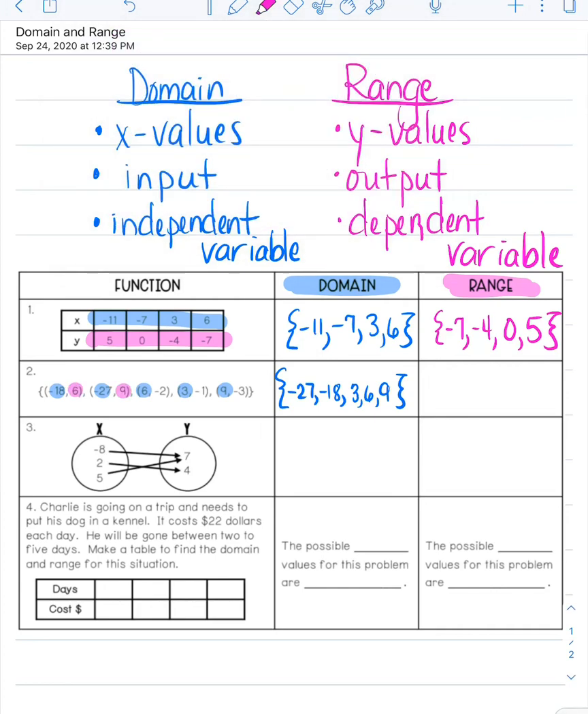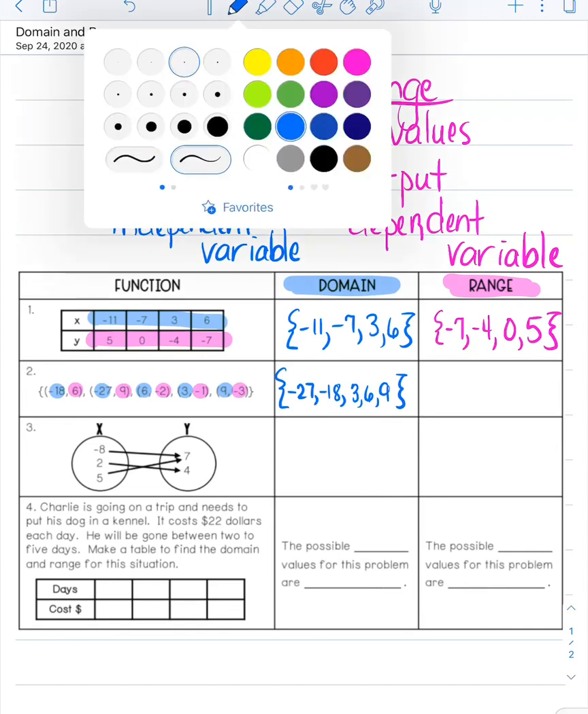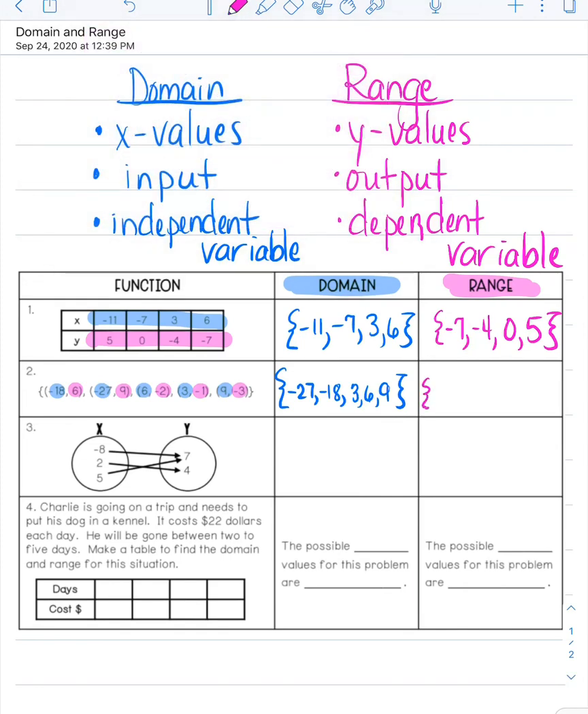So now let's find our range or our y values. So I've got 6, 9, -2, -1, -3. So I want to list those. Again, draw your brace as a set from least to greatest. So my smallest number is -3, -2, -1, 6, and 9.